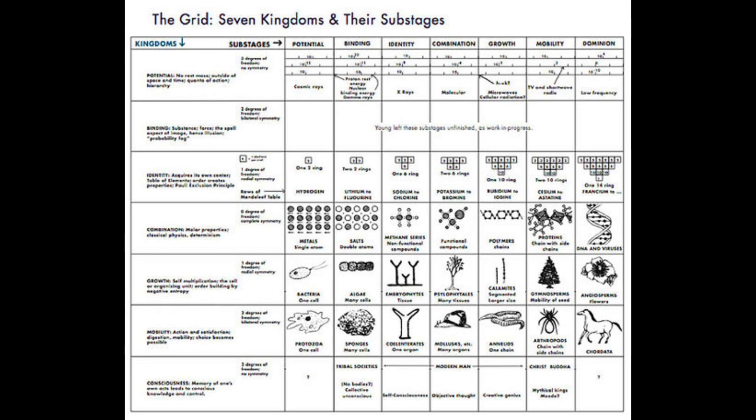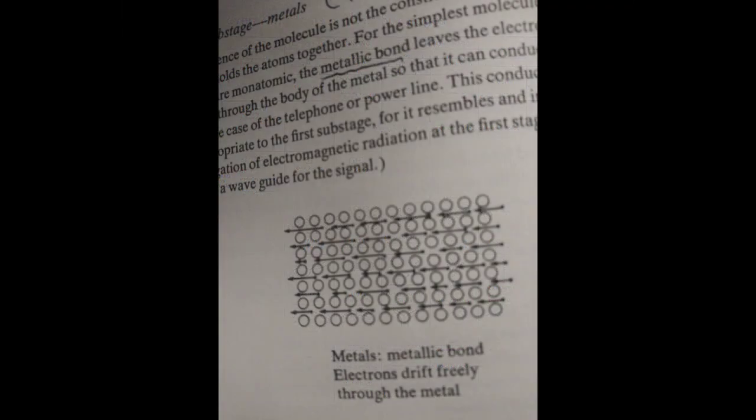But, okay, so let's go back to the beginning of the chapter and take a look at the very elegant way that he lays this out. Let's start with the metals. Okay, so here is his diagram for the metals. Metals are the first substage of the molecular kingdom. They represent the principle of potential because notice that the electrons just flow right on through metals. It has a freedom of mobility about it that corresponds to the kingdom of potential of light and the kingdom of potential for hydrogen, the hydrogen atom, and so forth. So it replicates that kind of potential.